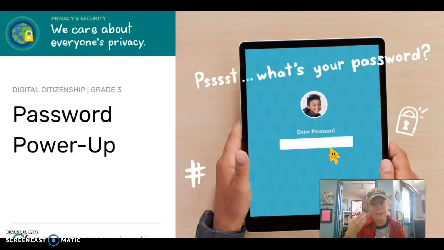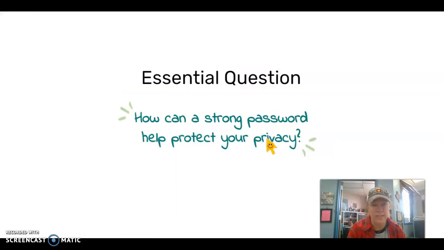Here, I have my phone. You might not have a phone yet, but I have a password on my phone to protect it. I have an iPad. You might have a tablet at home. I have a password on it to protect it. My computer here has a password. Anything that has important information that I think is worth protecting needs a password. Okay, so we're going to be talking about creating passwords today.